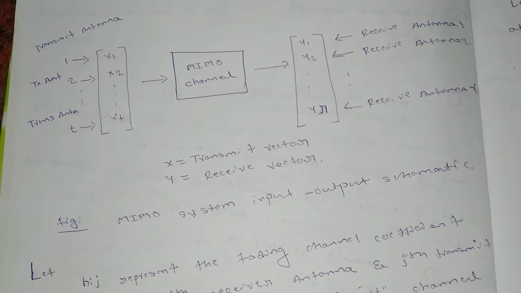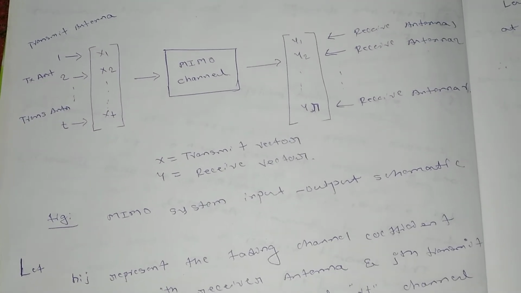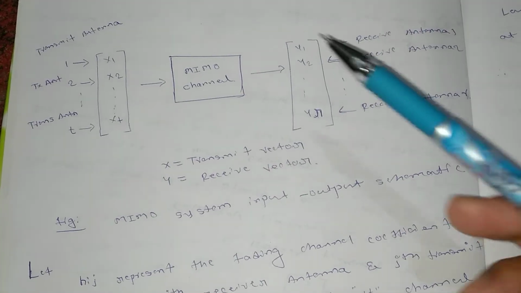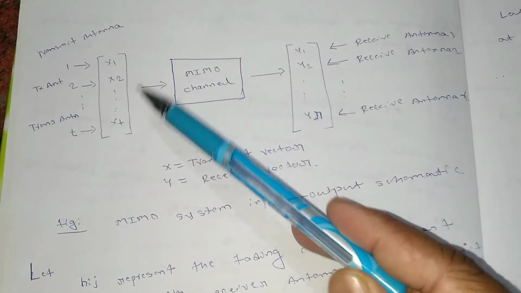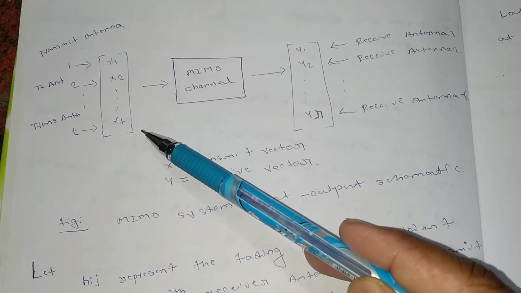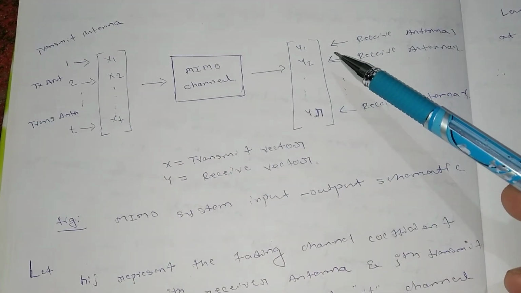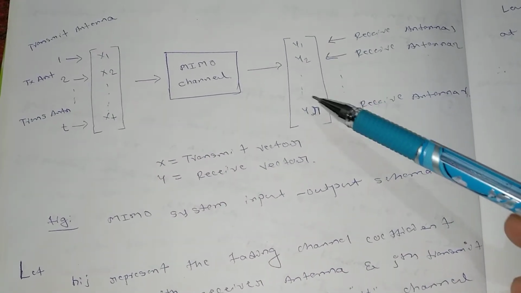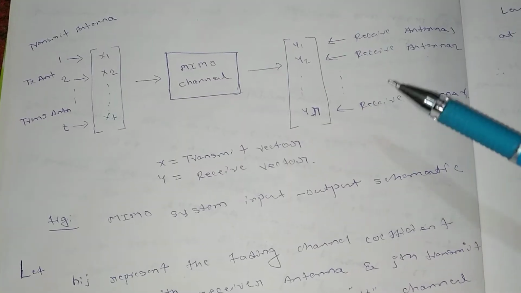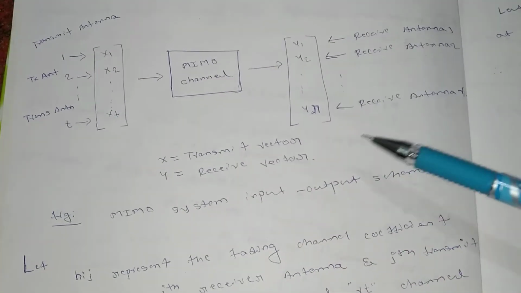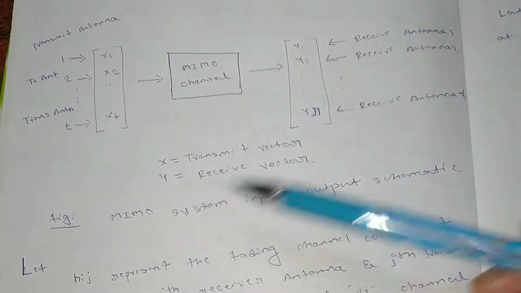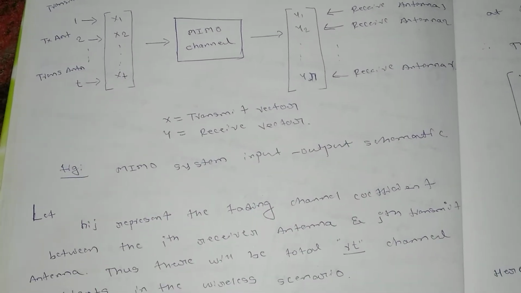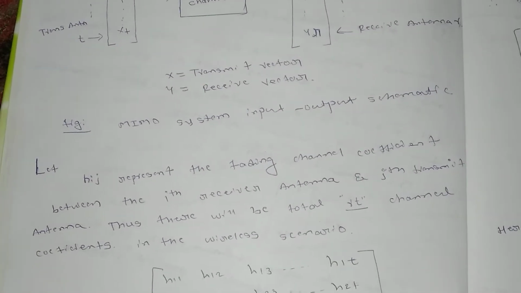Okay guys, so this is the diagram which represents our two equations here. The MIMO channel is there, we are transmitting this vector x1, x2 up to xT, and we are receiving at the receiver these vectors, that is y1, y2, yR. So this is a vector which contains symbols, right? X stands for the transmitting vector and Y stands for the receiving vector. Okay, so this is how we can represent a MIMO model basically.